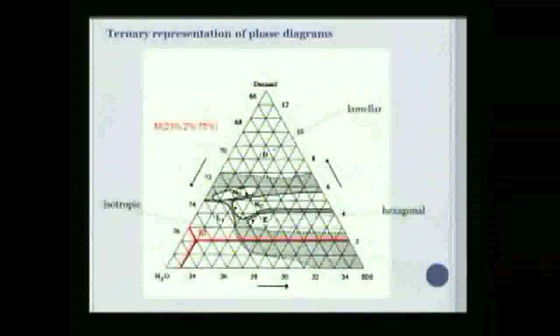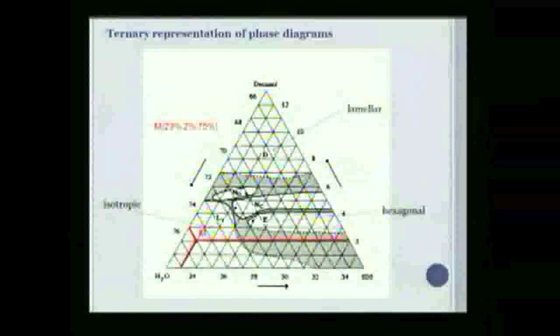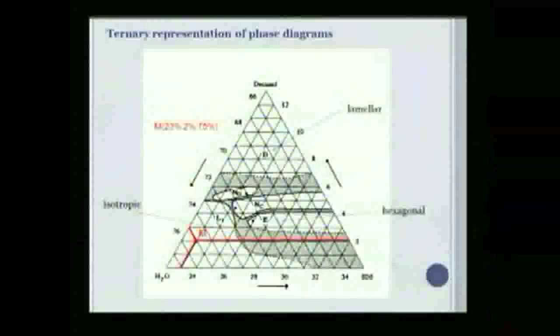Do you know how to read the composition of a sample in such a diagram? Have you ever worked with a diagram like this one before? No? Yes, maybe some of you? I've written an example here. Suppose that you prepare a sample in the isotropic domain, this M point. How do you read the composition of M? It's very easy. I've written the composition here.